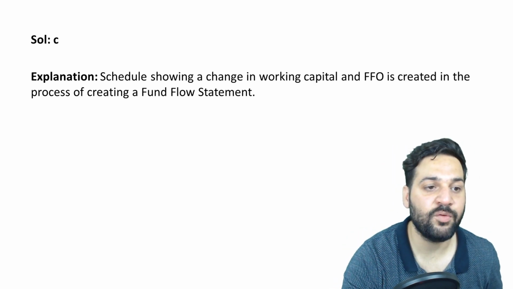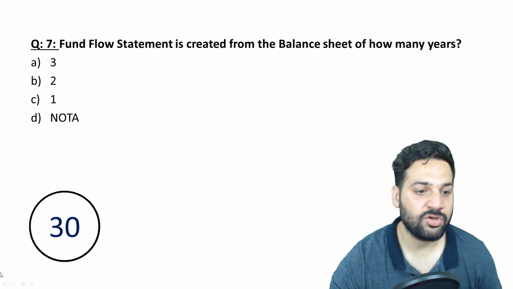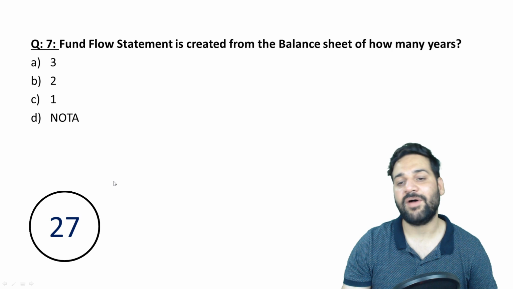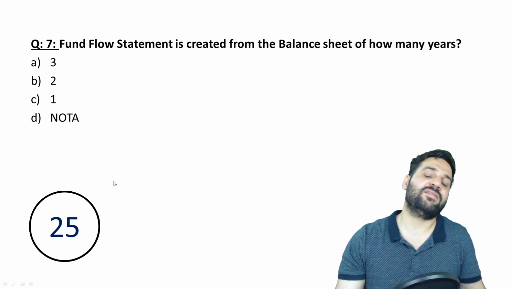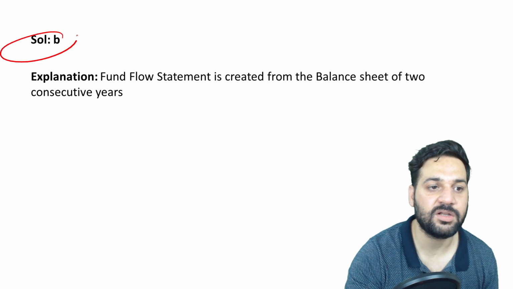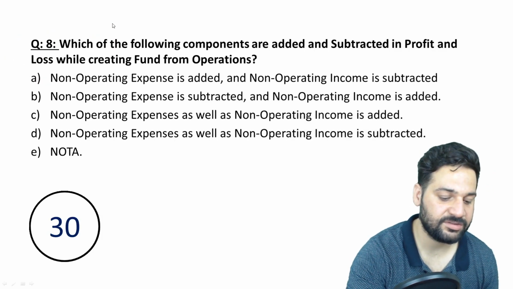Okay, let's move forward to question number 7. Should I give you that much time? No. Fund flow statement is created from the balance sheet of how many years? Obviously the previous year and this year are used, so 2 years are used. Not that important a question, but 2 years is the correct answer.